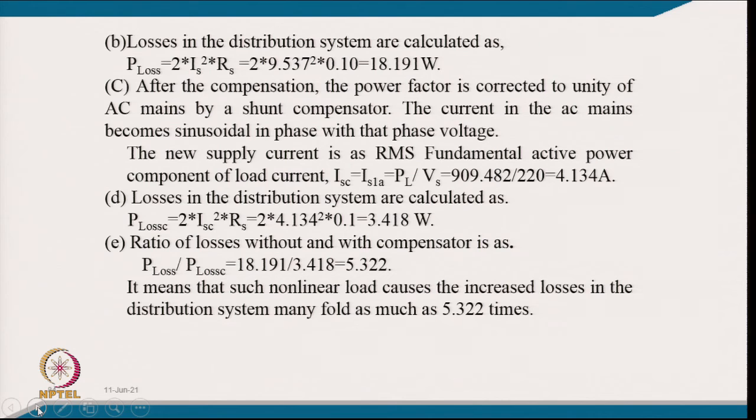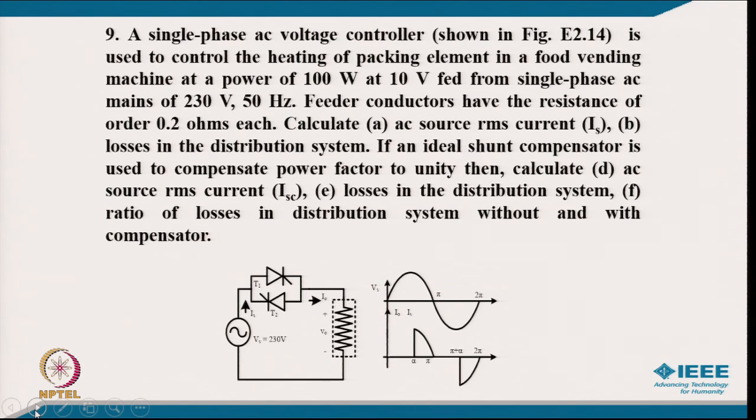So, the ratio of the losses without and with compensator is 18.19 watt divided by 3.41 watt. So, it becomes 5.322. It means that such a nonlinear load causes increased losses in the distribution system by as much as 5.322 times compared with the case with the compensator. Of course, we will talk about the compensator a little later. These are also very interesting practical example problems.